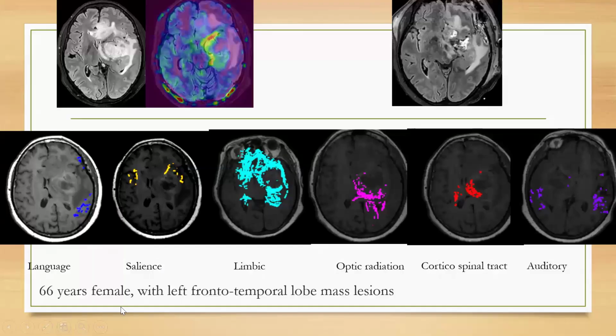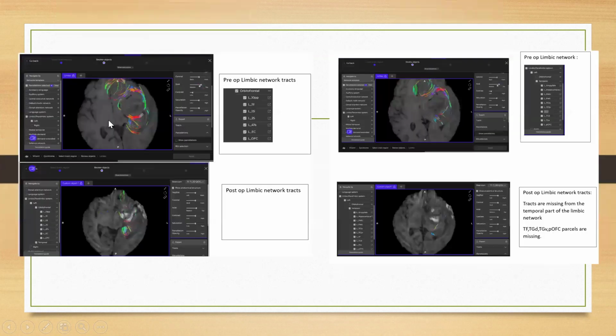This is one of the cases, a 66-year-old female with a left frontotemporal mass lesion. This is the left temporal mass lesion. This is the pre-surgery connectome imaging. We can acquire each of the networks: language, sensory, limbic, all these networks. And in this case, we did the pre-surgical networks and post-surgical networks, and we saw most of the networks are preserved except for the limbic network. In this case, some of the networks are breached.